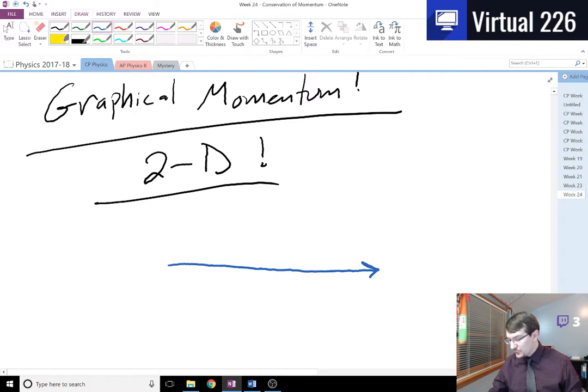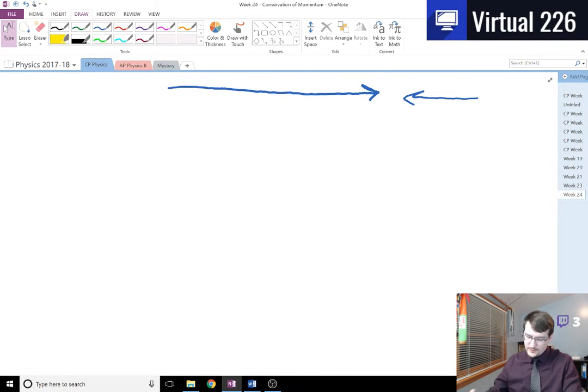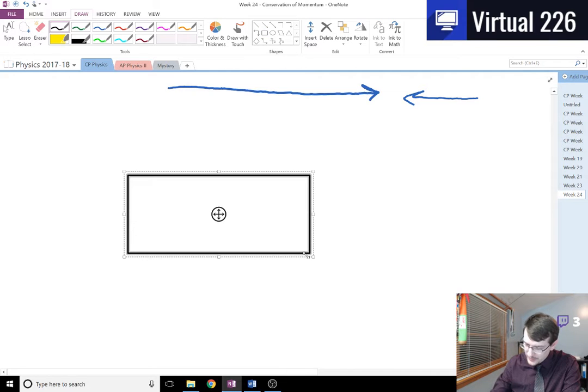So stuff's moving left or right, and then stuff moves the other way, and they hit, and then ta-da, we did it. But that's not how things work in real life. If you've ever played a game of pool, which I am just the worst at, you've got this pool table, and you've got a pool ball.